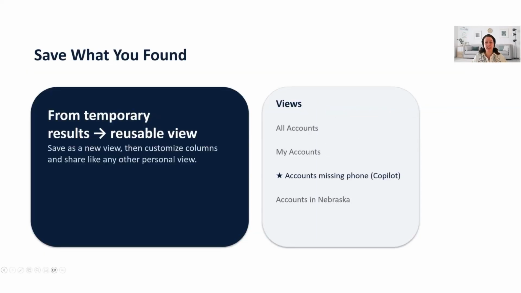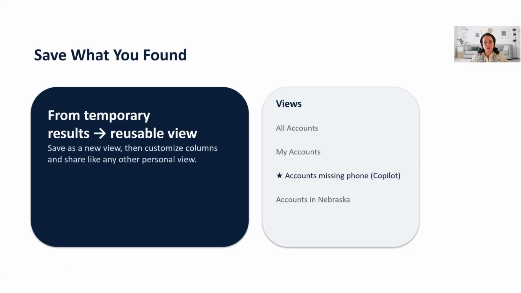A feature people do miss is that Copilot generated results can be saved as a new view. And what this means is you can take this natural language discovery and turn it into a reusable personal view with the columns already edited, ordering adjusted, and used like any other view. This also reduces admin dependency because users can then self-serve and keep what's valuable.